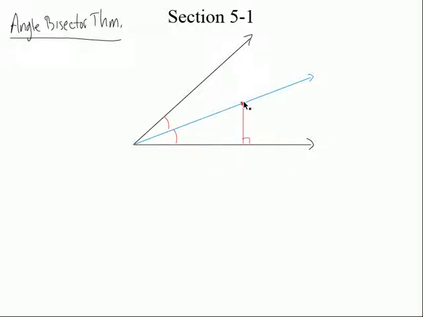So what did I say about that point? It's equidistant. So the distance from this point to this ray is the same as this point to what? The other ray. So how would I draw that? I would draw that from this point where?